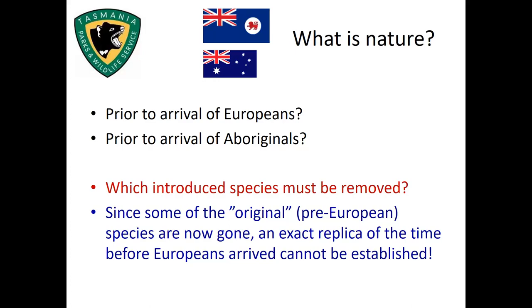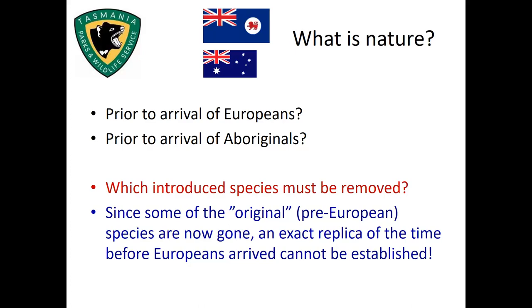Is it the way the land was with some people living there prior to the arrival of the Europeans? The species and the relationships between them, that's nature. Or is nature prior to the arrival of the first peoples, the so-called aboriginals, who may have arrived in Tasmania as long ago as 40,000 years ago? It's unclear exactly when the first aboriginals arrived. We can sort of date nature to those particular points in time and those kinds of relationships and numbers and kinds of species.